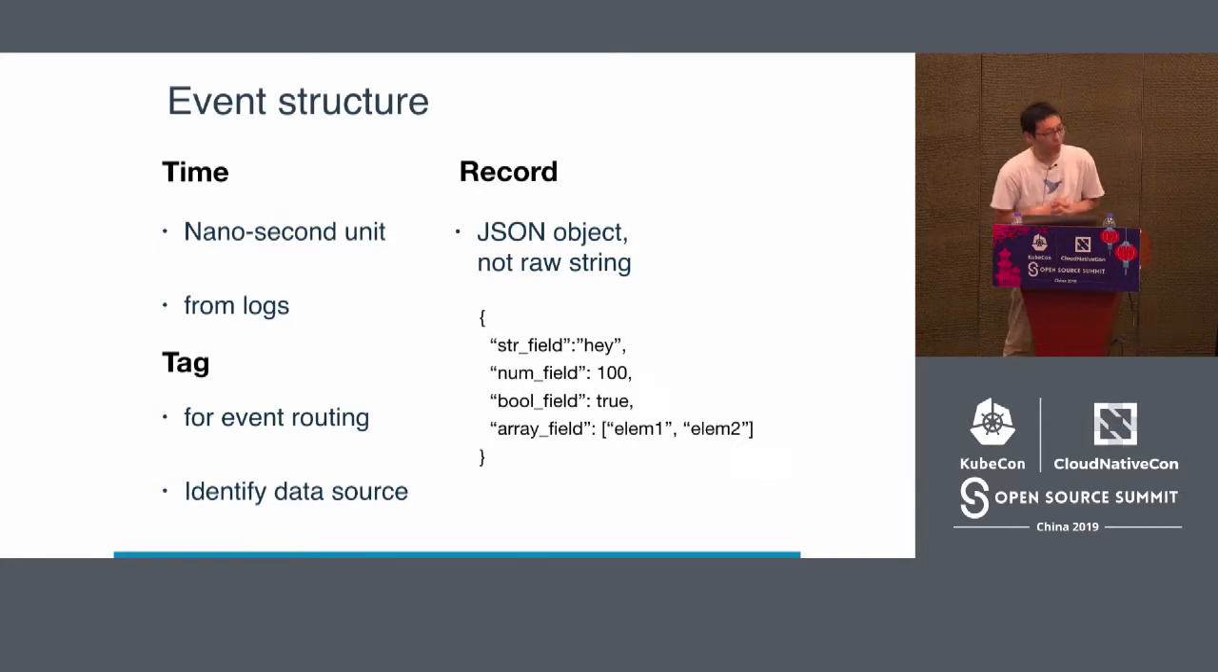The important point is the record. The record is the actual log content, but the format is a JSON object, not a raw string. Because recently, many middlewares or data services can accept the JSON format natively, and a JSON object is easy to mutate or easy to convert to other formats. So instead of a raw string, JSON is very good for recent systems. This is why Fluentd uses a JSON object, not a raw string.